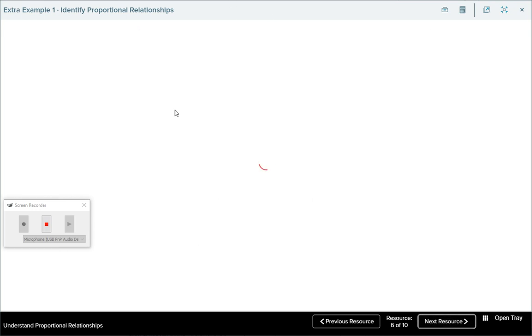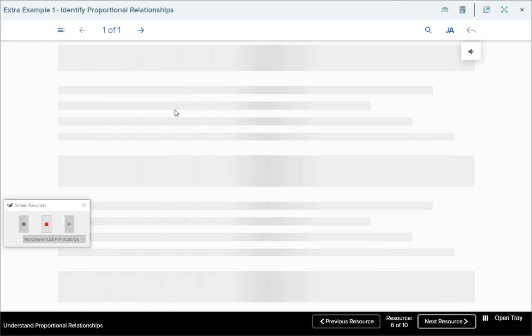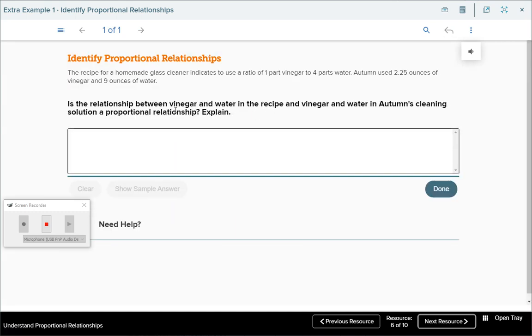You guys look at this one. Tell me in your notes if you think this is a proportional relationship. The recipe for a homemade glass cleaner indicates 1 part vinegar to 4 parts water. Autumn uses 2.25 ounces of vinegar and 9 ounces of water. What do you think?